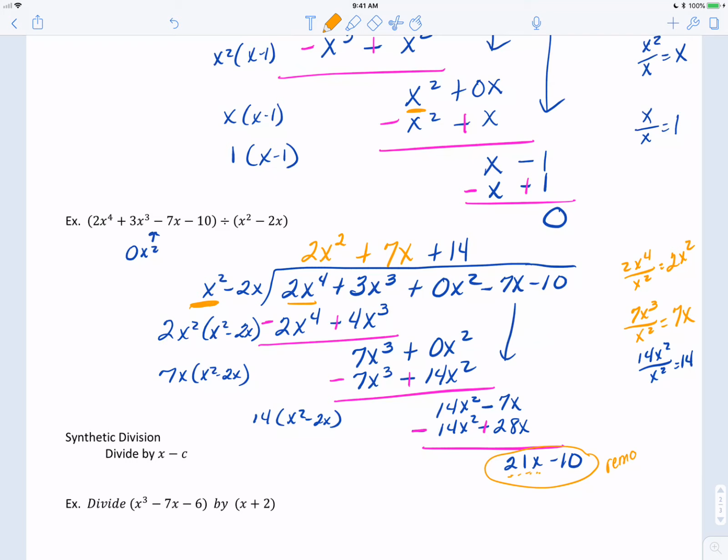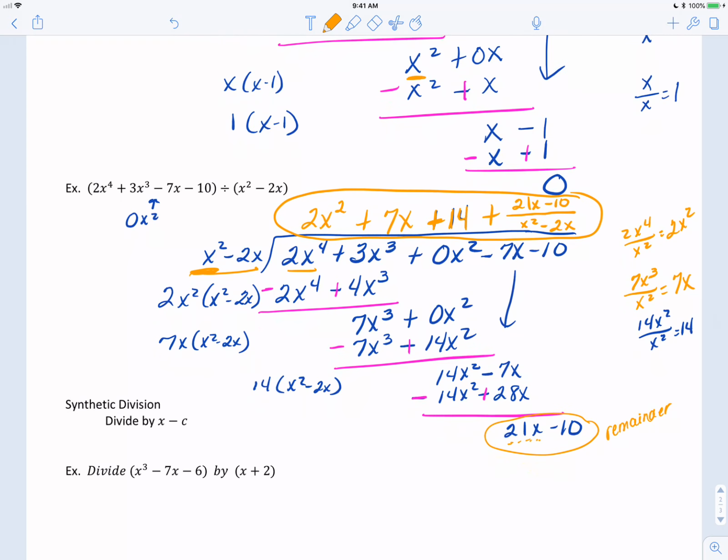So that's our remainder. And so we're going to have to list that remainder as 21x minus 10 over what we're dividing by, x squared minus 2x. And that is your final answer. I don't know why I put that 14 in. Let's see. Let's make it orange so it matches everything.